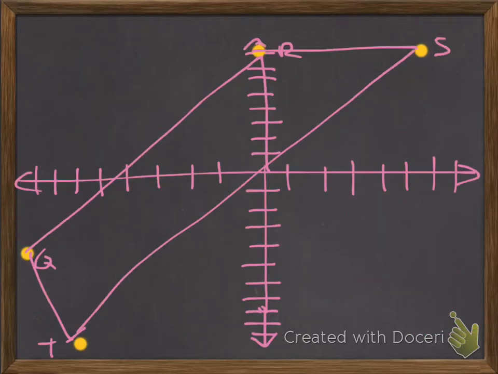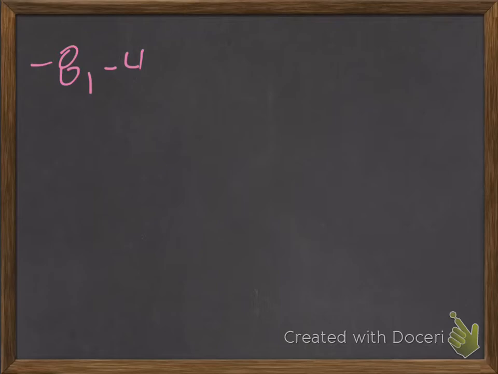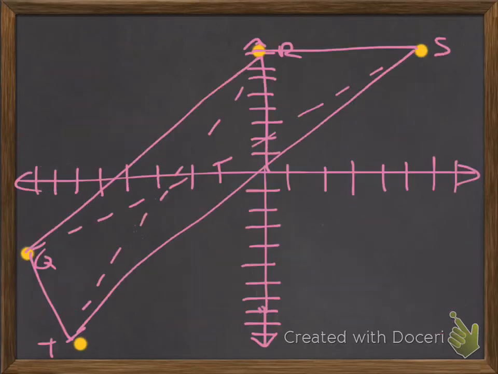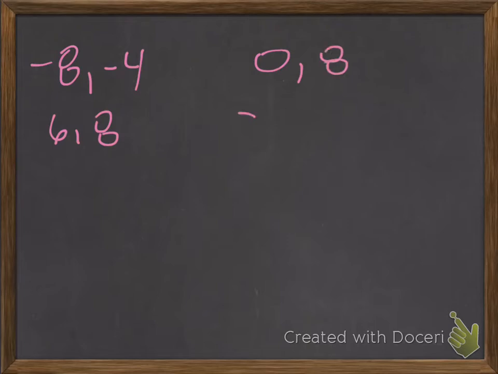And the best way to do this on a graph is, since we can't really tell what the angles are or find them specifically, we can't really use theorem 6.21 or 6.22, but theorem 6.23 says it's isosceles if and only if its diagonals are congruent. So we can find the distance of the diagonals and compare that. So the diagonals would be QS and RT. So if we get the points of them, QS, negative 8, negative 4, 6, 8. And then RT, 0, 8, and negative 6, negative 10. We're going to compare these two distances using the distance formula.